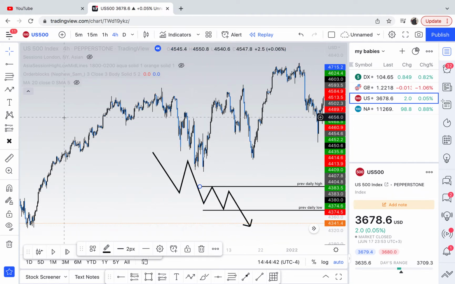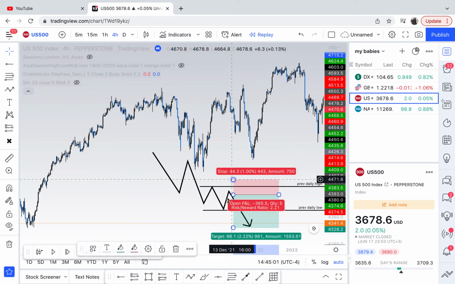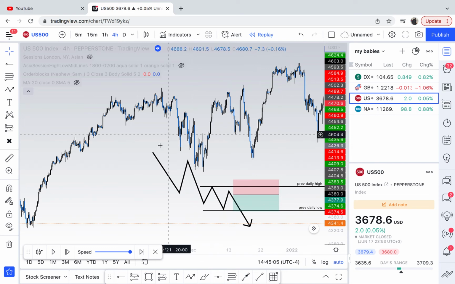All right, so let's just say this is a 4-hour or a daily trend right here. So once we figure this out, we will eventually see that if this is the daily high and this is the previous daily low, and it's going to take out one of them, we're going to look to short the market to target that daily low. All right, because that's just the way the market usually runs.